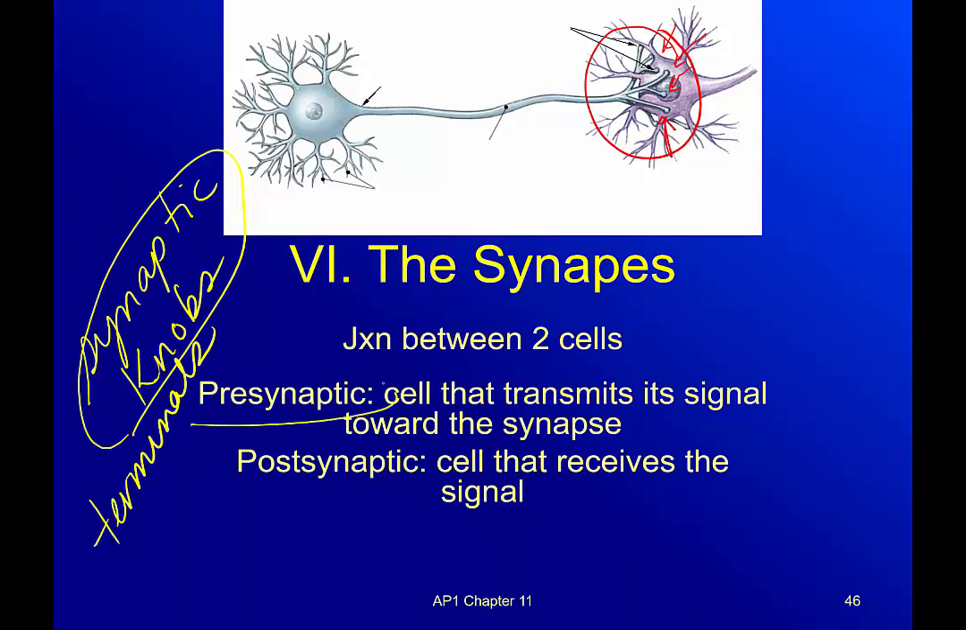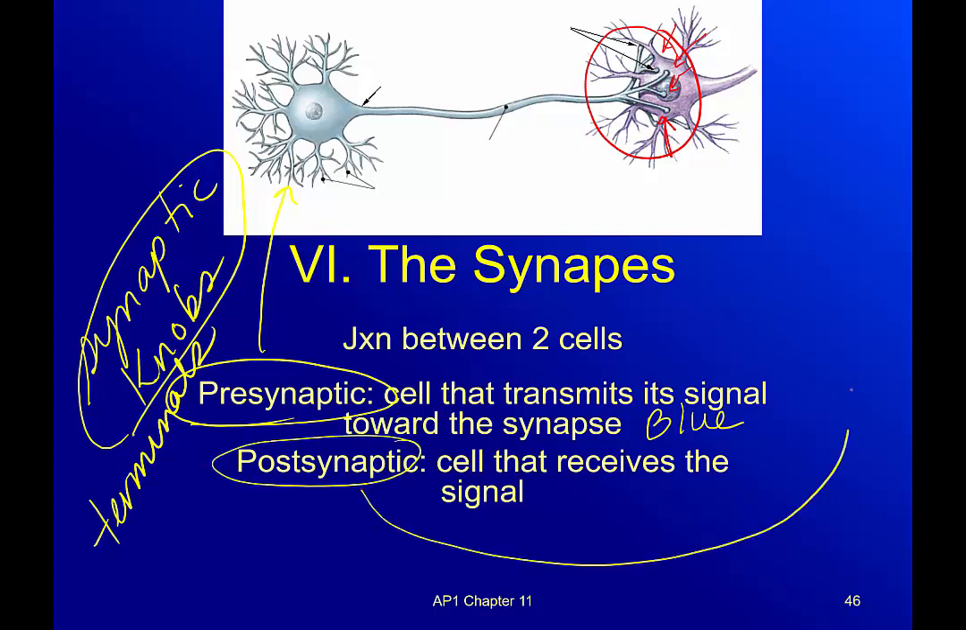The cell before that touch point is called the presynaptic cell. This is the one that's transmitting the signal toward that synapse, toward that connection. In this case, the presynaptic cell is going to be the blue cell. Now, the postsynaptic cell is the one receiving the signal. It's the one after that space. So the postsynaptic cell in this picture is going to be the purple cell.